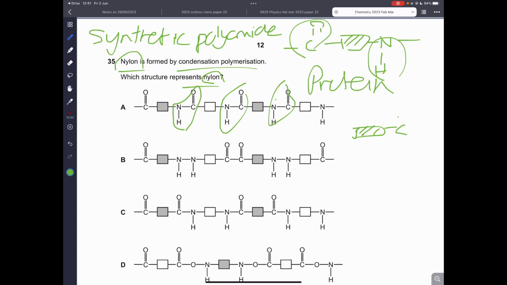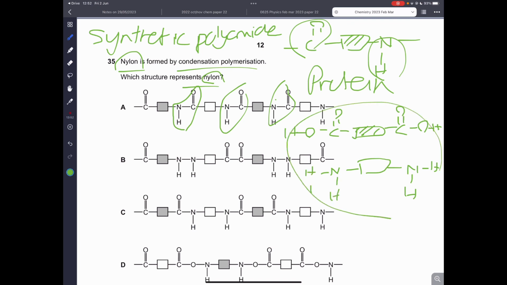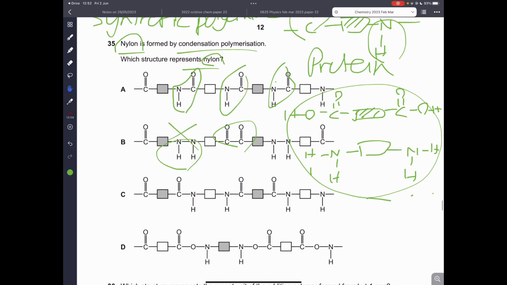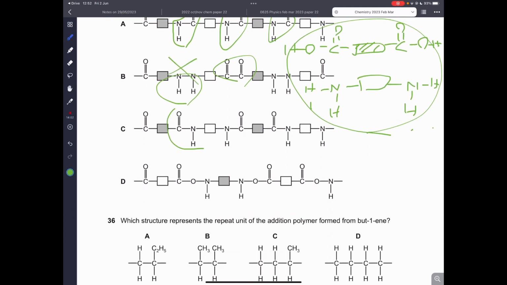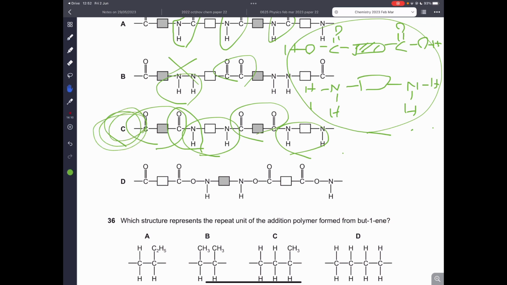One has to be a carboxylic group, COOH, and the other has to be an amide group, and so it has to be like this. Okay, so let's look at B. This is the wrong linkage. Let's look at C. This is the correct linkage, and it also has the correct monomer that we are looking for. Therefore, C is the correct answer.